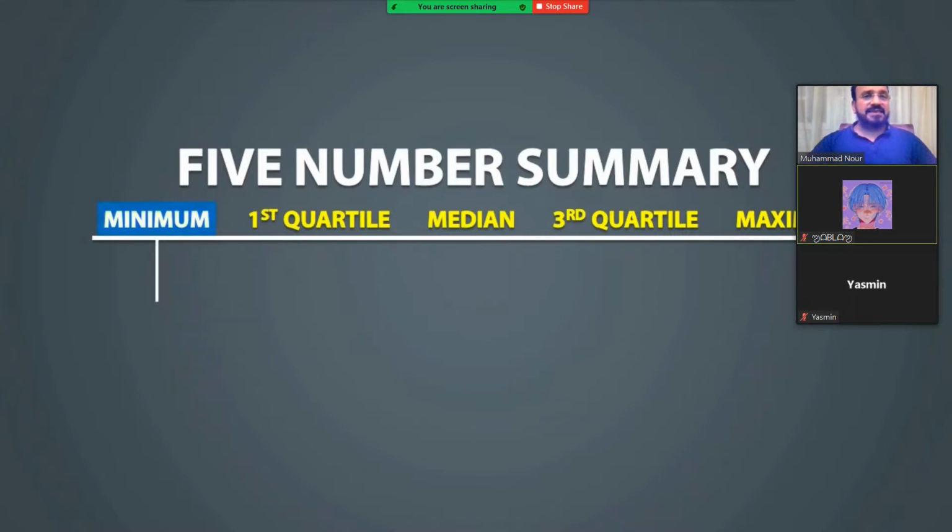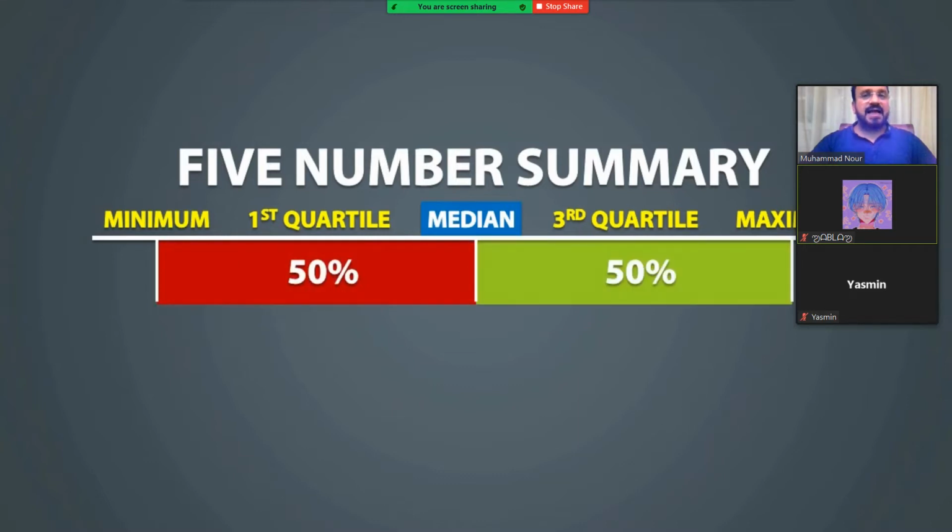The minimum is the smallest value in a data set, and the maximum is the largest value in a data set. The median is the middle data value. It is a point at which 50% of the data values are below the median, and 50% of the data values are larger than the median.